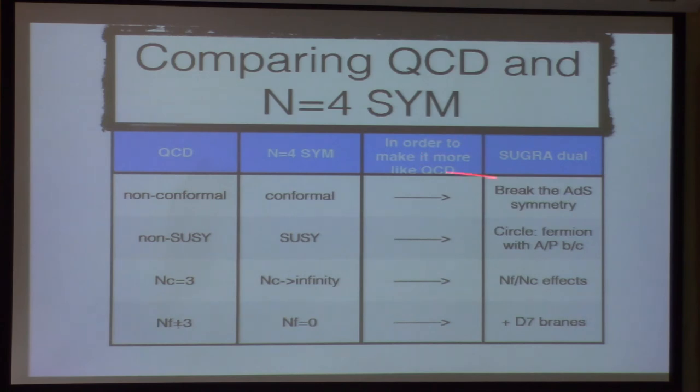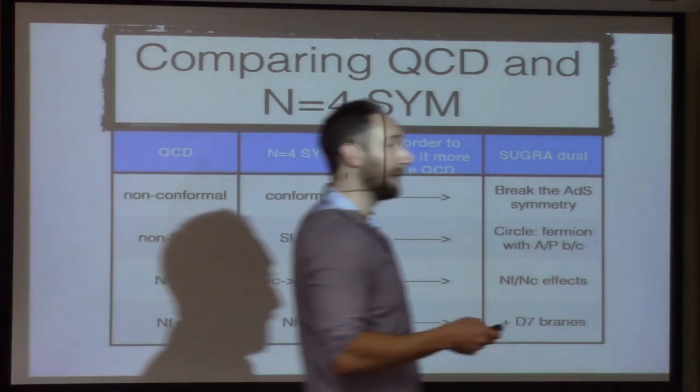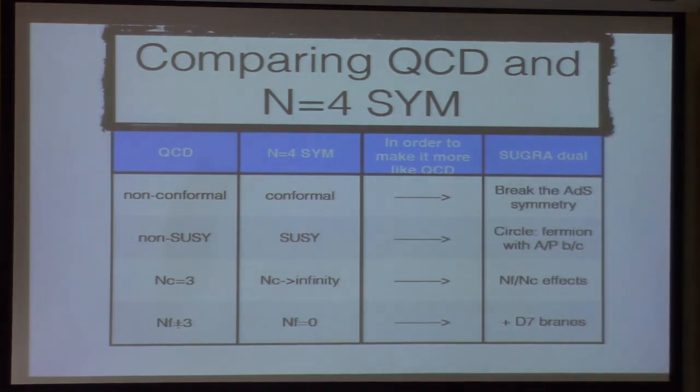In order to make it more like QCD, in the supergravity background, we can break the AdS symmetry. So we can find some supergravity solution which maybe in the UV, in the large R region towards the boundary, does have an AdS symmetry, but in the infrared of the theory, that symmetry is broken. We can break the supersymmetry by taking some direction and compactifying it and looking at fermions with antiperiodic boundary conditions. This is going to give fermions mass. These fermions generally couple to scalars, and the scalars then get mass, and then we end up with something which is just pure Yang-Mills.